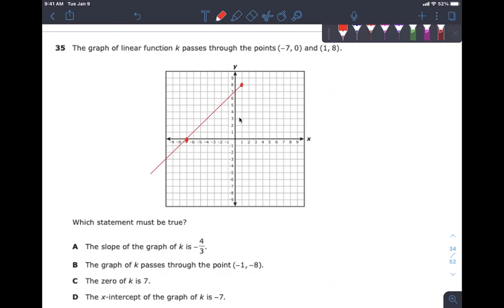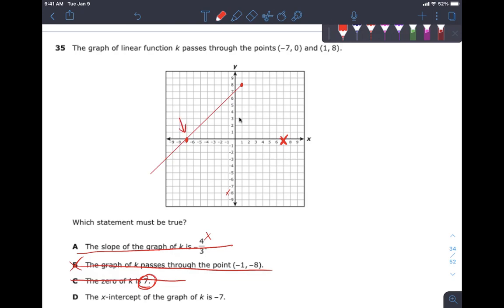So I would assume that is not correct because that's a negative slope. We have a positive slope. The graph of k passes through the point -1, -8. Let's see. -1, -8. That is incorrect. The 0 of k is +7. So I look over here. There's a 0 of +7. That is also not correct. The x-intercept of the graph is -7.